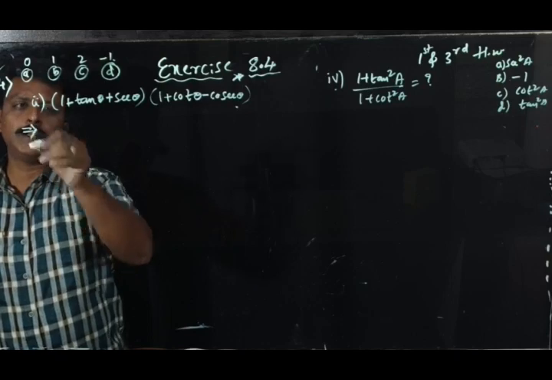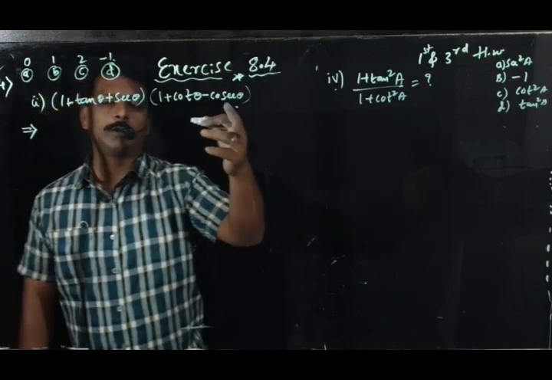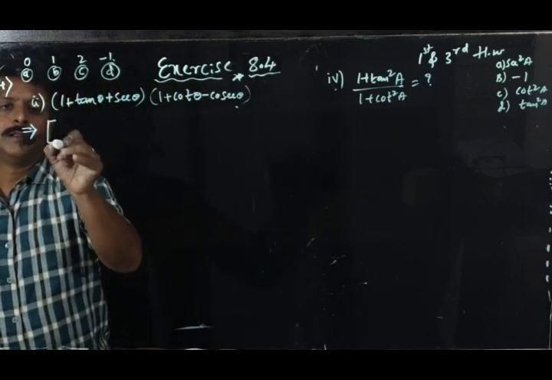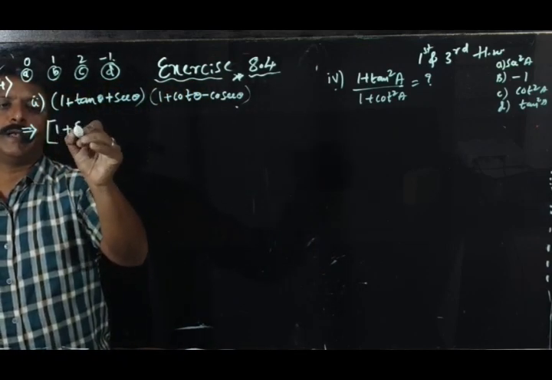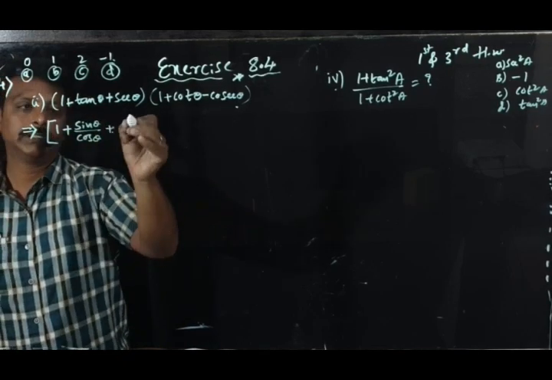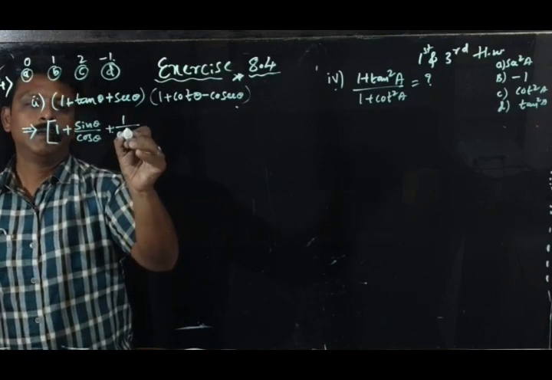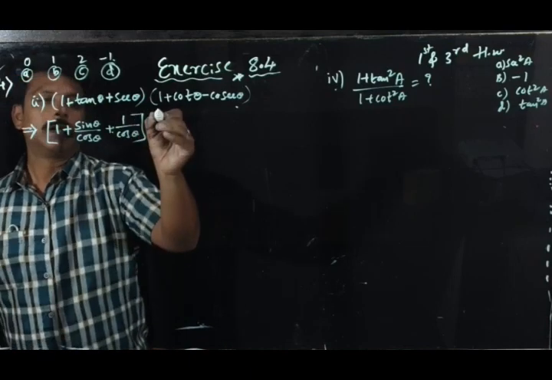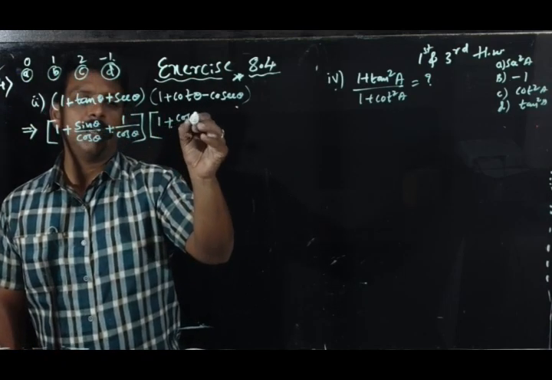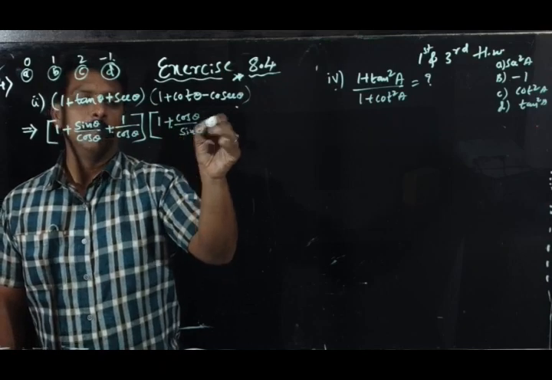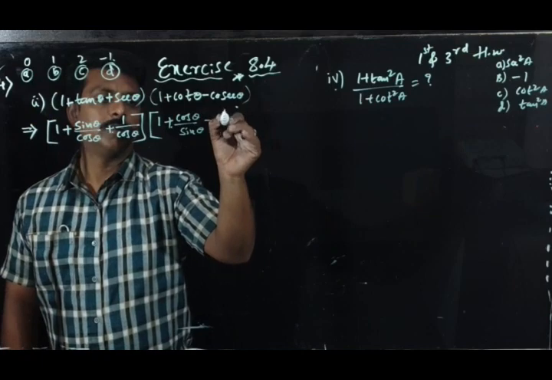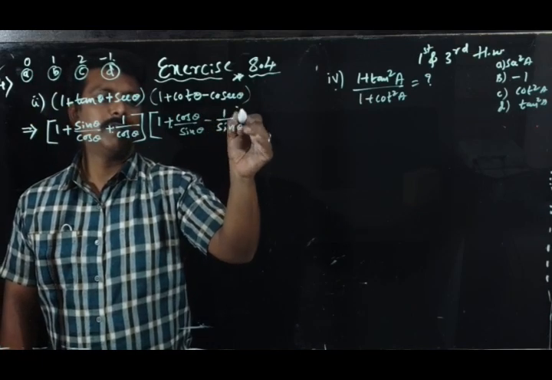Convert every trigonometric ratio like tan, sec, cot, cosec in terms of sine and cos. How? Wait and see. 1 plus tan theta can be written as (cos theta plus sine theta) by cos theta. Sec theta is equal to 1 by cos theta. Come to the next bracket. 1 plus cot can be written as (sine theta plus cos theta) by sine theta, minus cosec, whose reciprocal is 1 by sine theta.